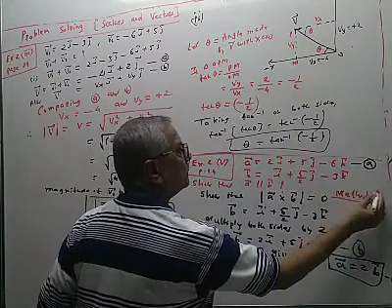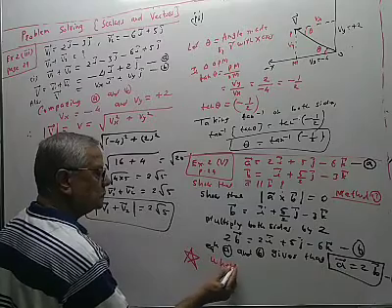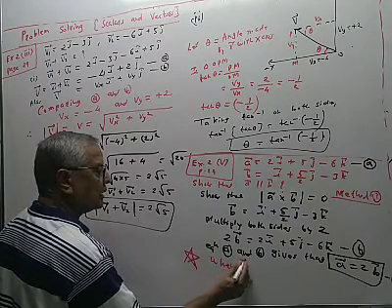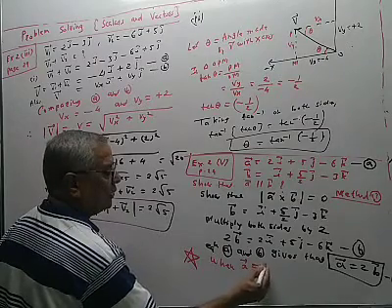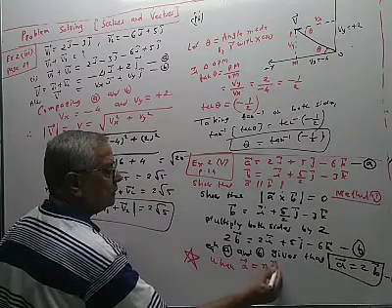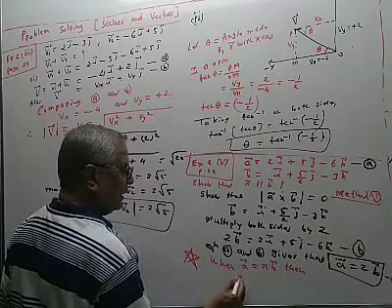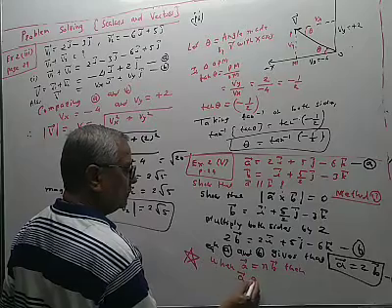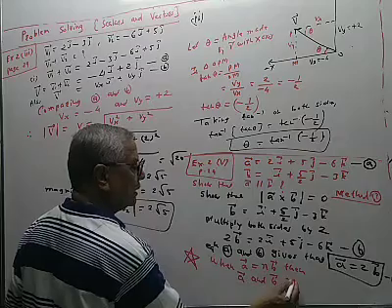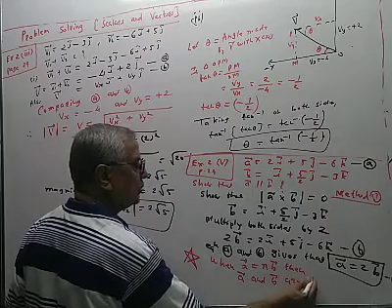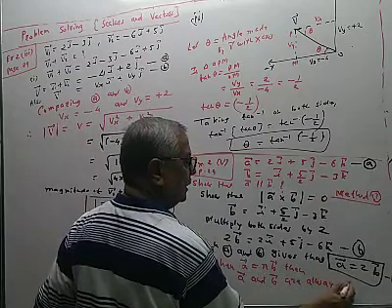Method number 1. When vector A is equal to n times vector B, then A and B are always parallel.